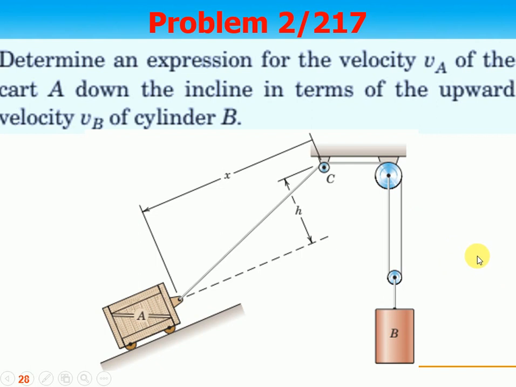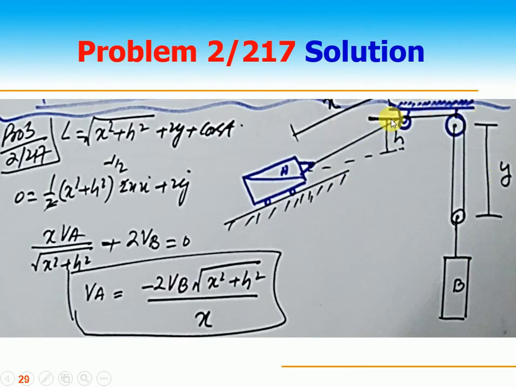one degree of freedom, right? One degree of freedom. So I have done the same equation. This is x, right? So L is equal to, what is this? Square root of x square plus h square plus 2y is equal to constant. Now let's take the derivative. h is constant, so its derivative is 0. It is half of x square plus h square to the power minus half, times 2x x dot, plus 2y dot.